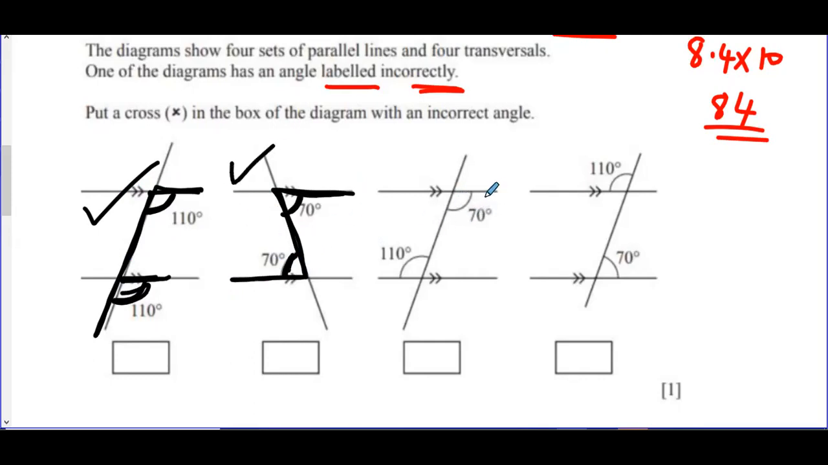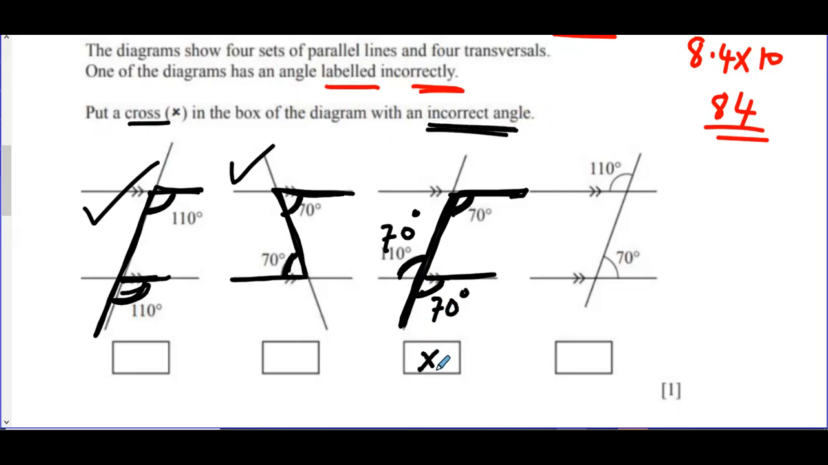How about this one here? I can see 70 degrees here. I can see 70 degrees here. Now, can you see again that there is something like an F? This is an F. So if that is an F, we look for corresponding angles. So if this angle is 70, even this angle should be 70. Now in that case, if this angle is 70, even up here must be equal to 70. I guess this diagram is where we are supposed to put a cross in a box, because that diagram has an incorrect angle. So this is where we put a cross.